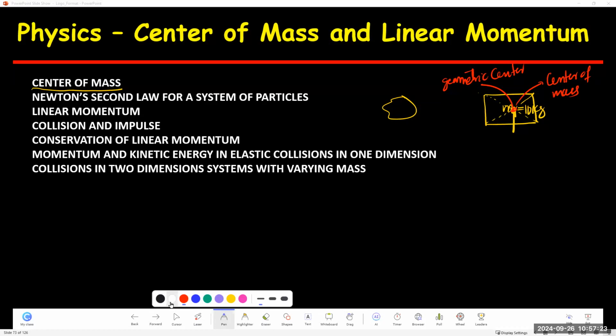Now if you want to draw a free body diagram, usually you're going to draw this point and call this my W1 equals m1g. Center of mass is going to be a challenge when things are not regular.